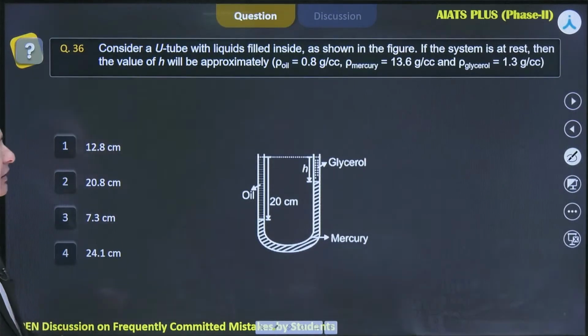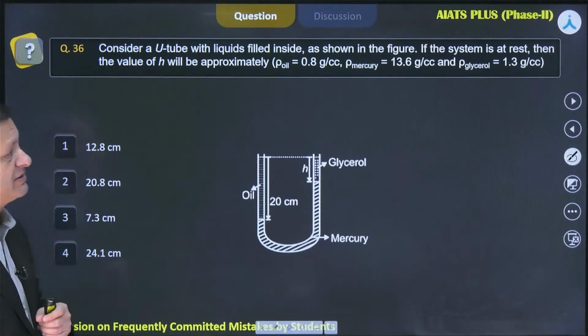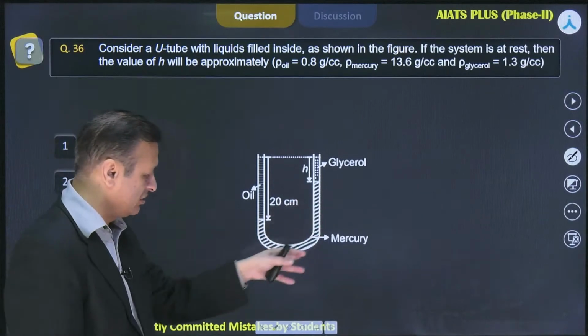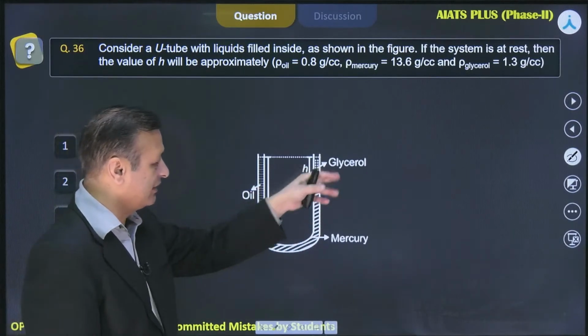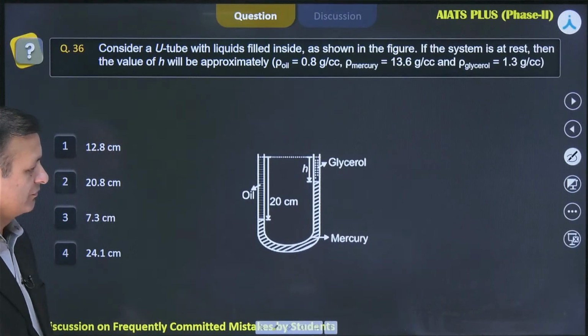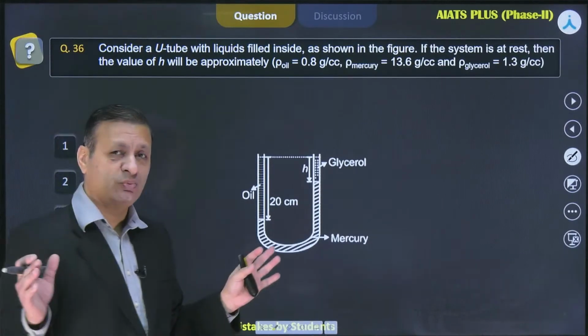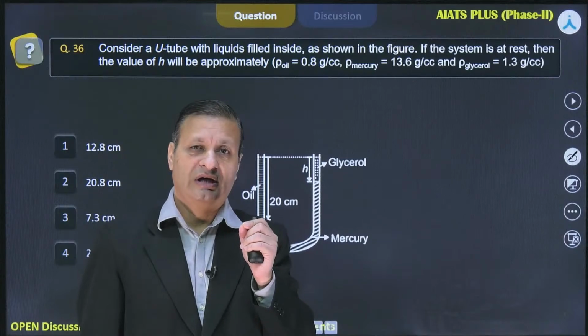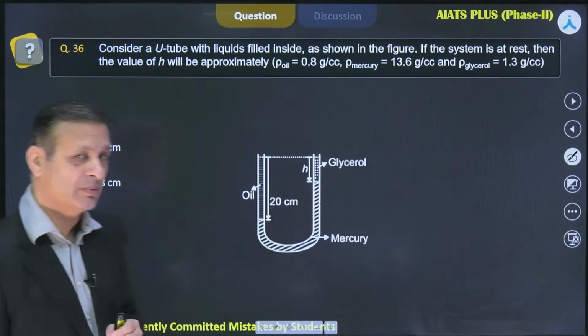This is something interesting. Consider a U-tube with liquids filled inside as shown in the figure. If the system is at rest, then the value of H will be approximately. So we have to understand the figure. There is a mercury, then we have one type of oil, then we have another, that is glycerol. So again, this is a very interesting format, and just to solve this, you have to apply a basic principle, and that is your Pascal law.